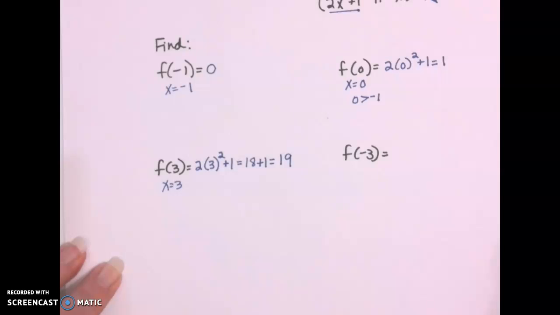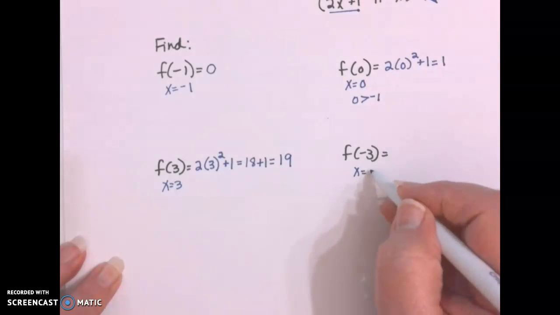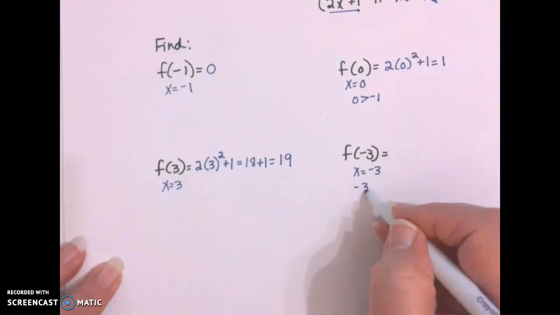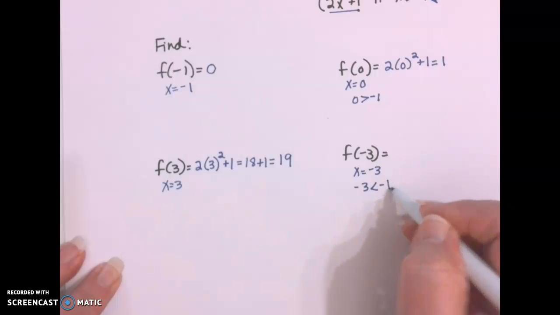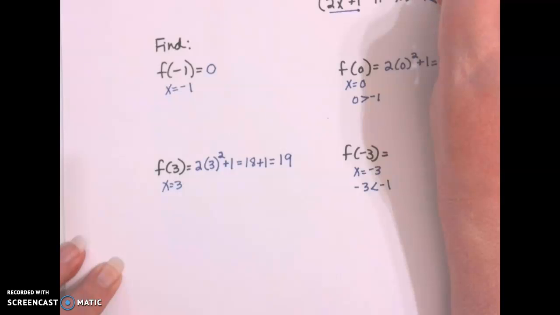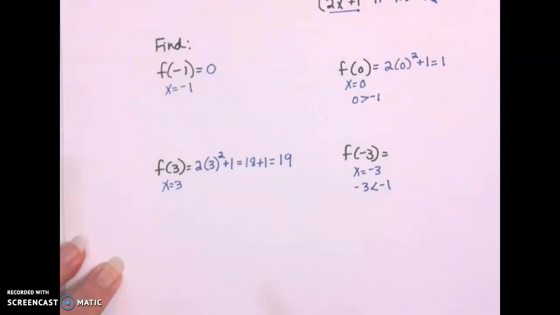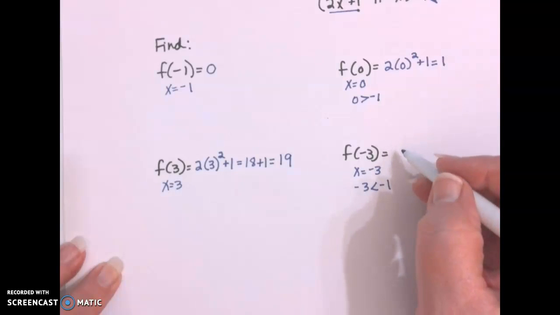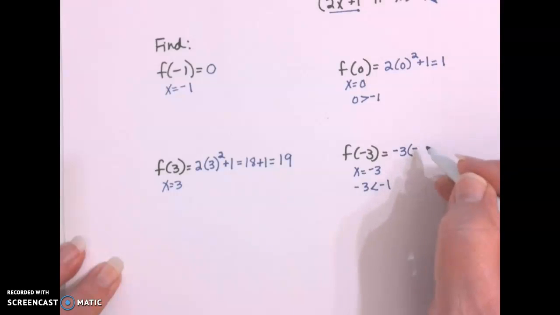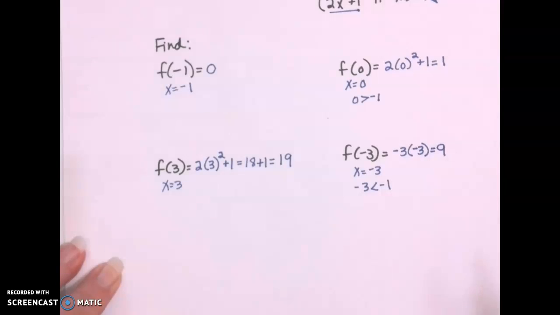which gives us 19 for the value of the function when x is 3. And our final one, we have x equals negative 3. So since negative 3 is less than negative 1, we're going to use the top definition, the top component of our piecewise function. So when x is negative 3, we'll have negative 3 times negative 3, and that gives me a value of 9.